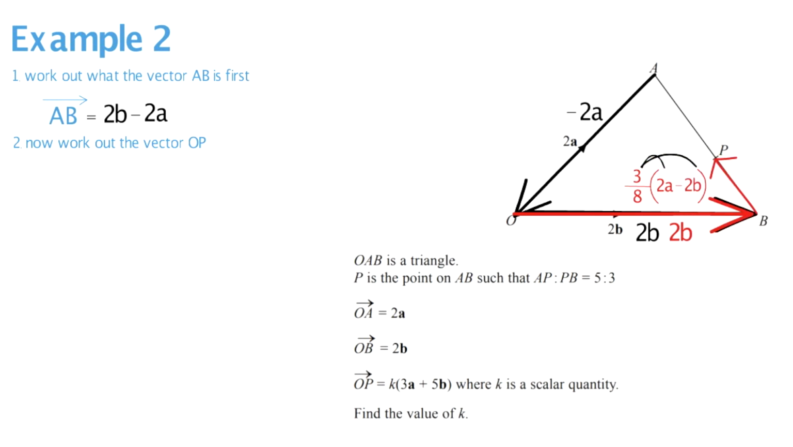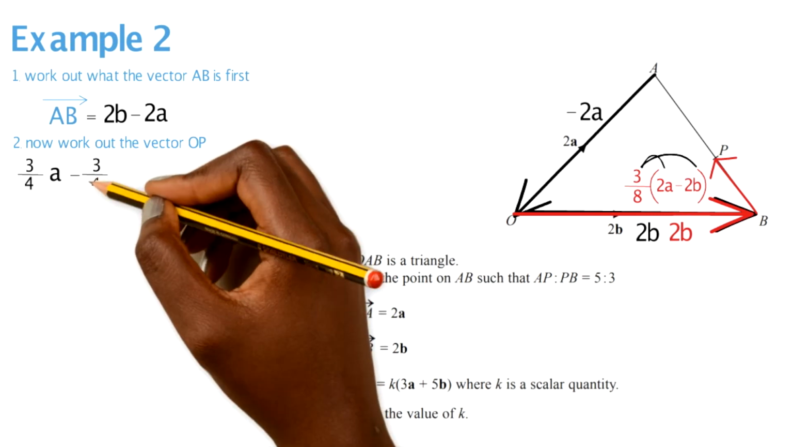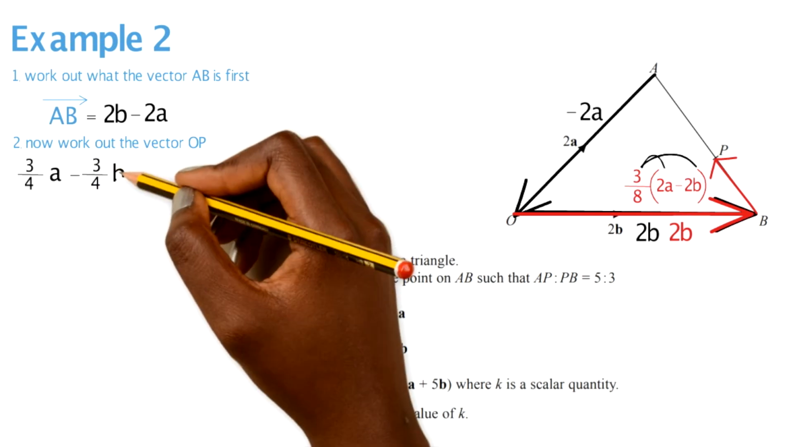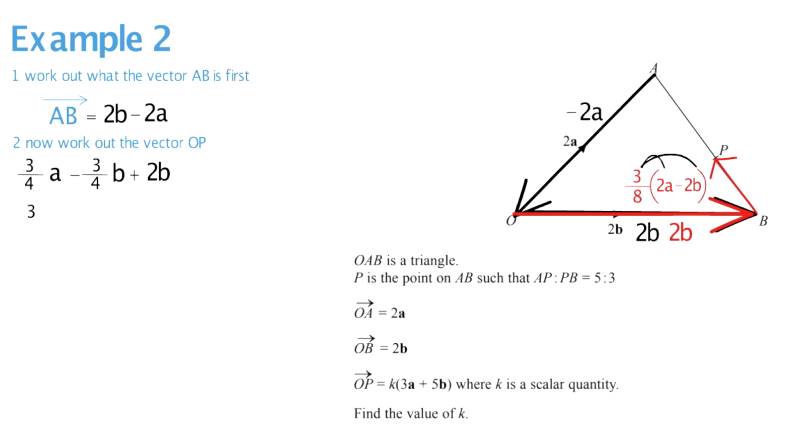So we're going to multiply that out, which would leave you with 3/8 of 2a minus 2b, times 3/8, which is going to be 6/8, which will simplify to 3/4. So you're going to end up with your 3/4 a minus your 3/4 b. Okay, so that is our vector BP. And then remember, you have to add the 2b from the O to B. So now we need to simplify all of this. The 3/4 a is not going to change, but the minus 3/4 b plus 2b should leave you with an answer of 5/4 b.